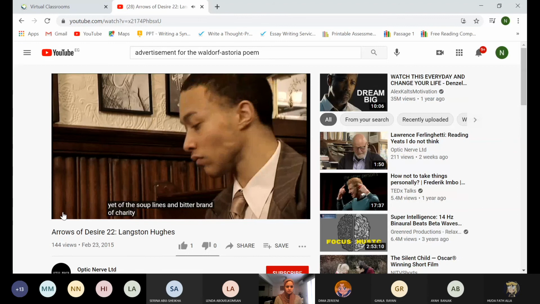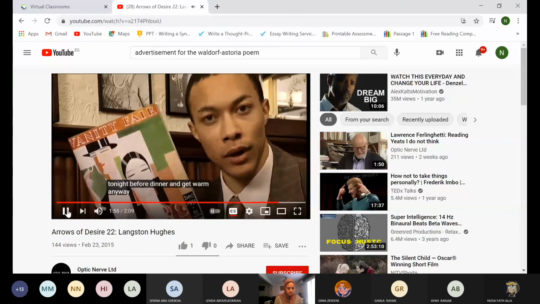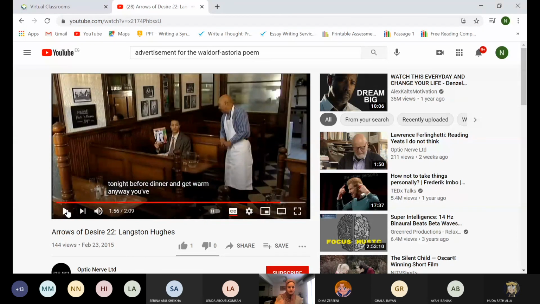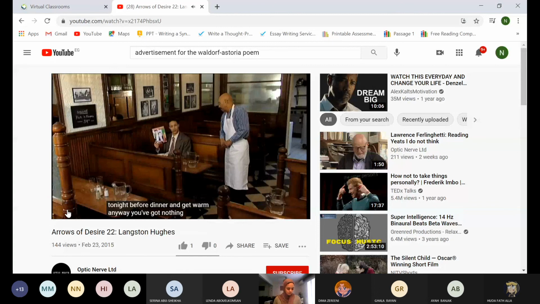Walk through Peacock Alley tonight before dinner and get warm anyway. What is Peacock Alley? It is a very fancy restaurant in the Waldorf Astoria. Walk through Peacock Alley tonight before dinner and get warm anyway. You've got nothing else to do. Go there and have fun.